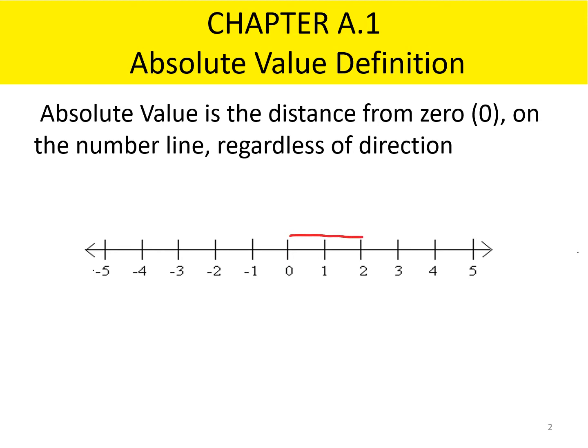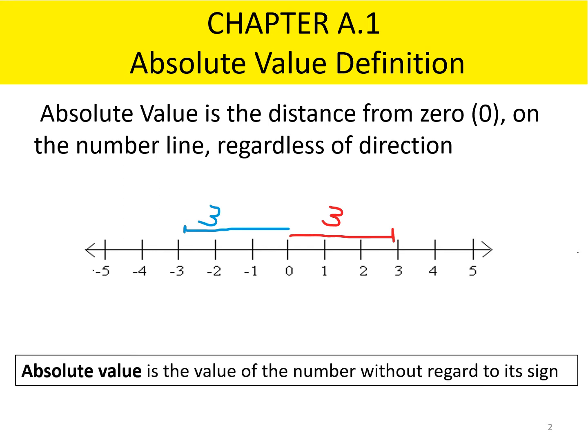If I stand at 0 and walk 3 steps to the right, I've walked the distance of 3 from 0. If I go back to 0 and walk the same 3 steps now to the left, doesn't matter where I am on the number line, my distance from 0 is still 3. The absolute value is the value of the number without regard to its sign.